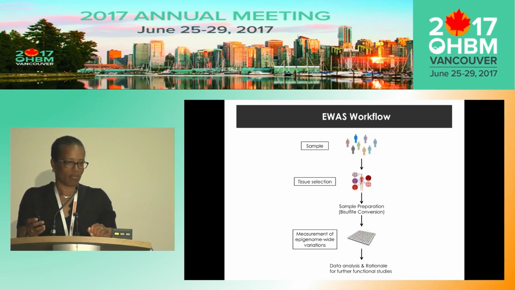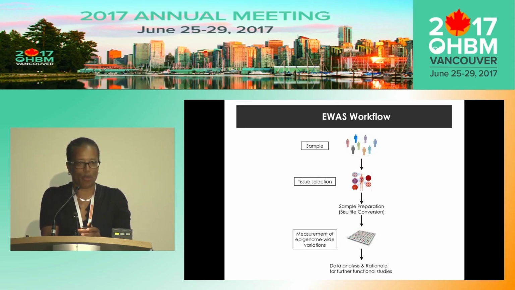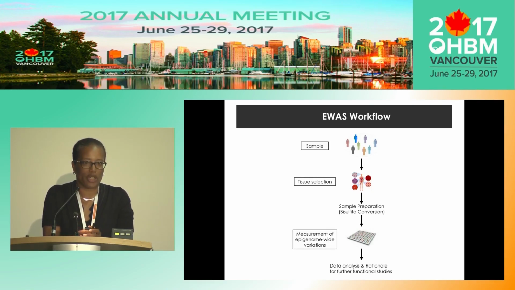Now first, just a very schematic view of the EWAS workflow. What you need to do is obviously find your sample. And this is difficult enough when you do a GWAS, but when you do an EWAS, it's even more complicated, because you have to think about what type of tissue you will be using. And this really depends on the type of study that you want to do.